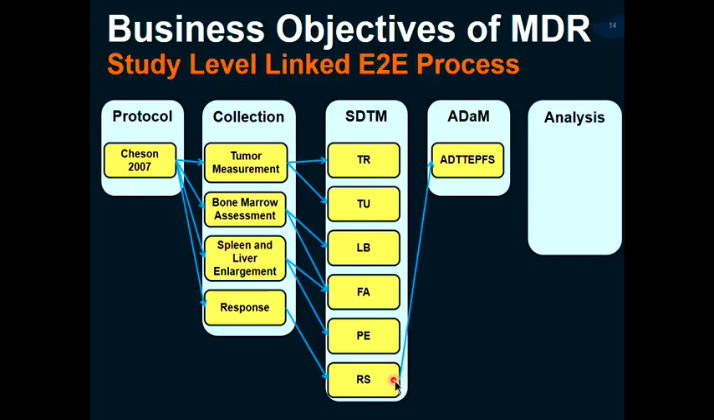Then that also leads to progression-free survival, a time-to-event ADaM dataset. Using that, we could actually do the progression-free survival time-to-event analysis report.